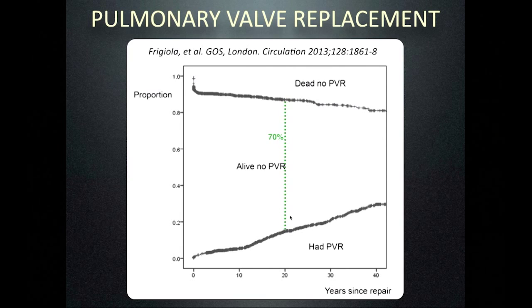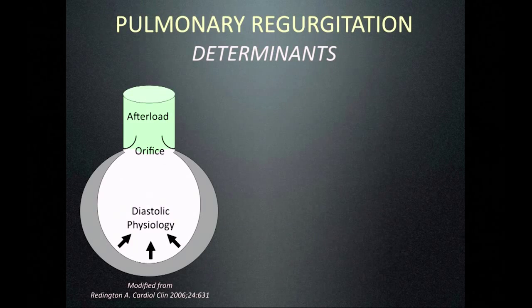If you look at the number at 20 years after surgery, about 30% require pulmonary valve replacement or died. And then 40 years later, about half will need an intervention. So that's why this is a really significant morbidity and requirement of surgery or intervention. Therefore, pulmonary regurgitation is a major problem, so I want to focus my talk mainly on pulmonary regurgitation.